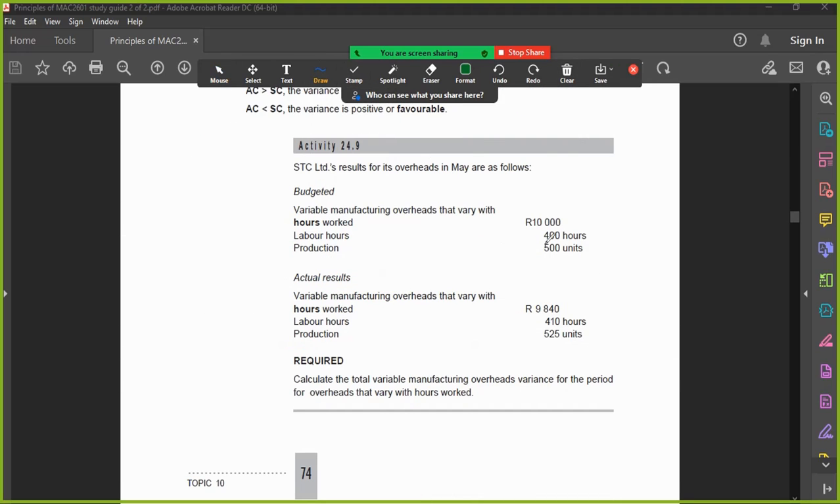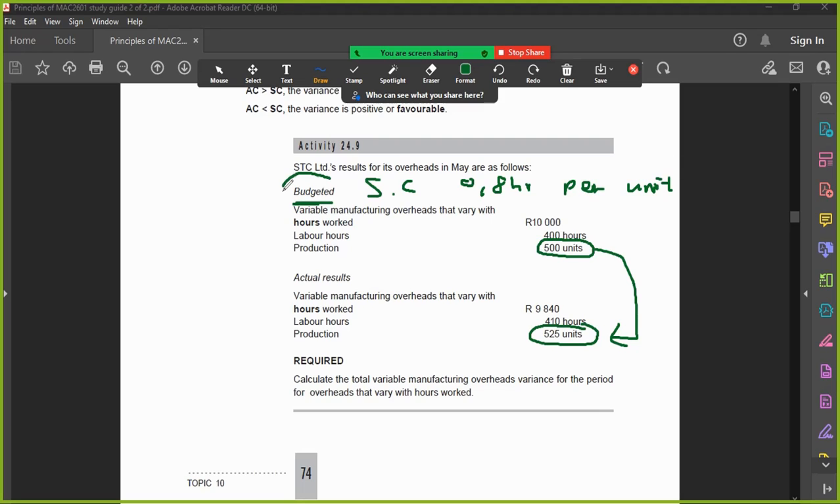Okay, so now I'm saying, based on what we know, I need to relate this to the 525. If I'm looking at the number of hours that it requires me to produce one unit, they're saying based on the budget, based on the standard cost, it takes 0.8 hours per unit as part of the budget. Does that make sense? Yeah.